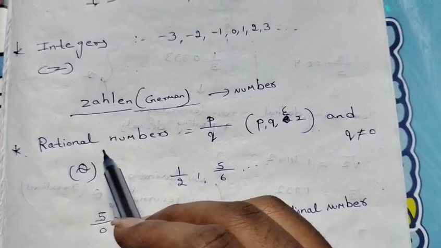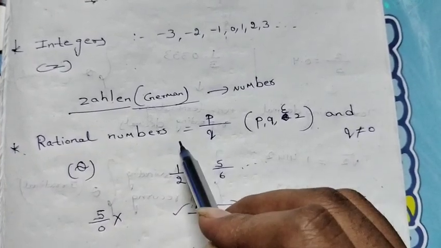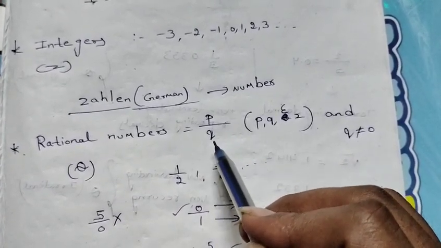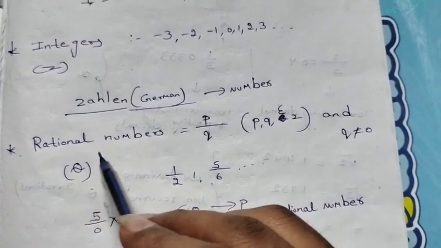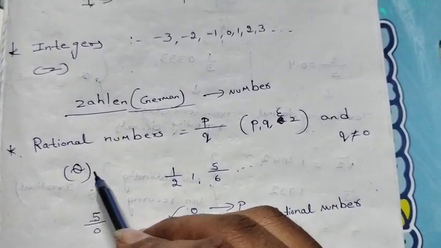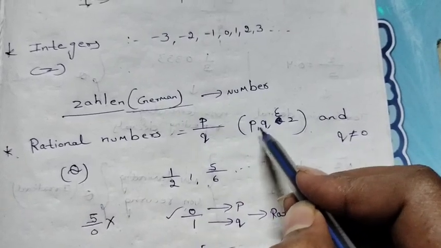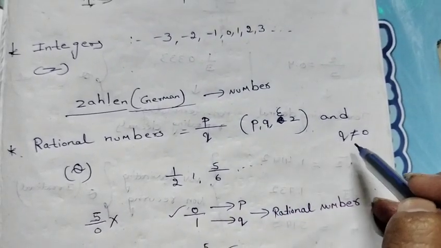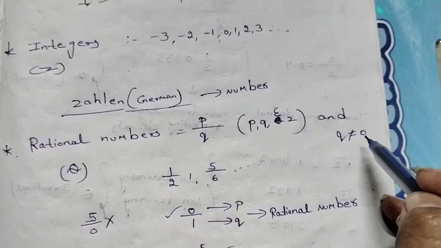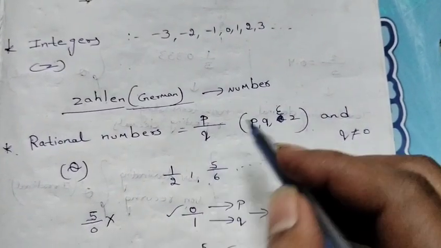So here, rational numbers. Rational numbers are represented like p by q, so the form is p by q, and here the rule is that q is not equal to 0. So let's take some examples.